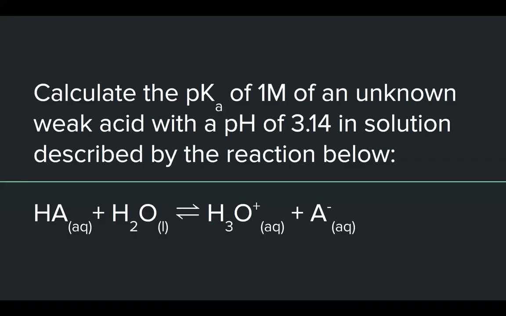So at this point, we're going to go to a sample problem, and we're going to calculate the pKa of 1 molar of an unknown weak acid with a pH of 3.14 in solution, described by the reaction below. So let's look at this reaction. Before we start, you guys remember what your acid and your base is, right? Now let's assign what our acid and base is, as well as what is our conjugate acid and conjugate base. Well, we know we start off with HA and H2O. That becomes H3O plus and A minus.